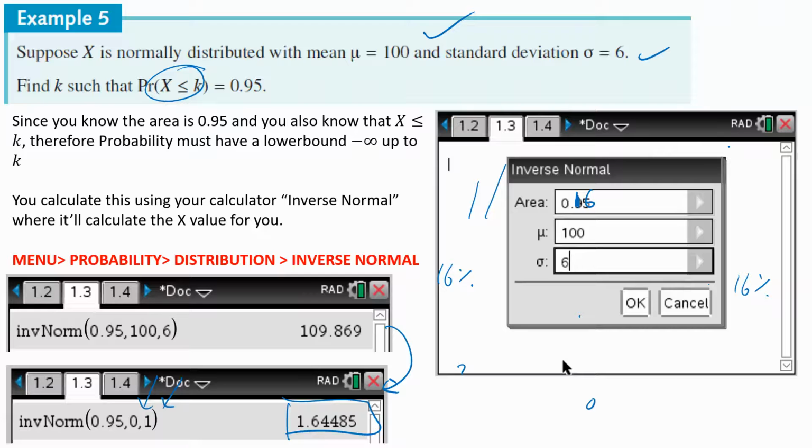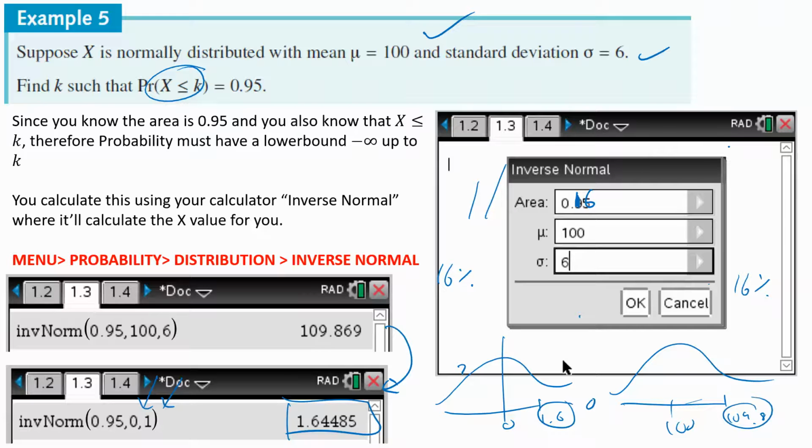Yes, that's it. It's just a z value. All I'm saying is your normal graph, if it was a mean of 100 at 109.8, that's equivalent to a standard graph, mean of 0, and it's at 1.6. That's all it is. This is the transformation. That 109 is equivalent to 1.6. That's it. Okay, because they refer to the z values.